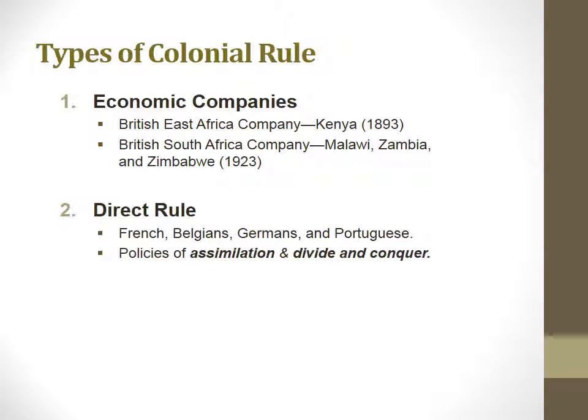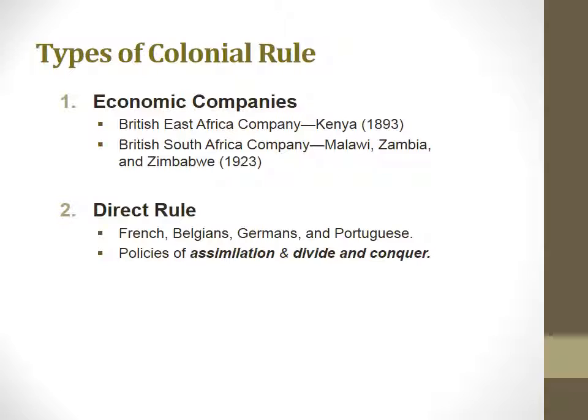The French, Belgian, Germans, and Portuguese used direct rule in governing their African colonies. They had centralized administrations, usually in urban centers, that stressed assimilation and divide and conquer. Now, assimilation is when you force people to give up their own ethnic heritage and become like the people who they are being controlled by. So these groups tried to make Europeans out of the Africans that they had colonized.